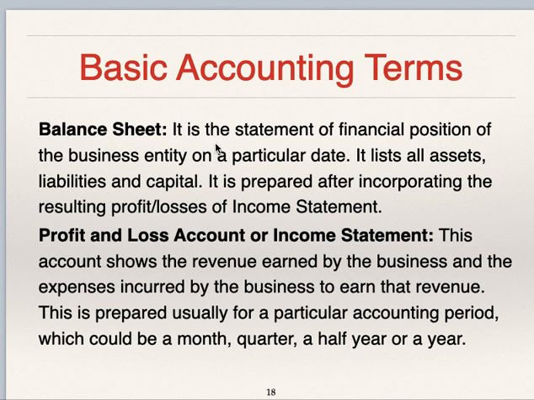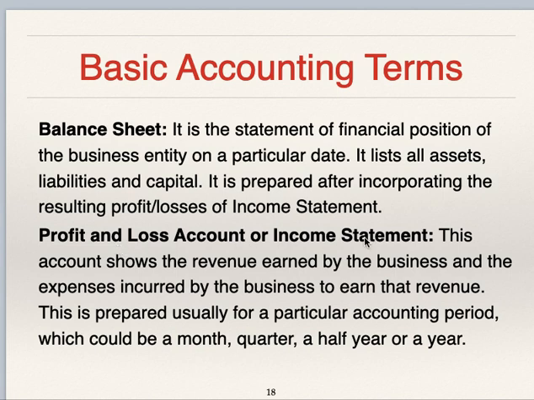Next is the balance sheet. A balance sheet is a statement which gives the financial position of a business as on a particular date. That is the reason why the heading of a balance sheet is always 'as on' or 'as at' a particular date. This balance sheet gives a list of assets, liabilities as well as capital. It is prepared after incorporating the resulting profit and loss of the income statement. So in short, the net profit or net loss from the profit and loss account gets transferred to the balance sheet, that is, to capital.